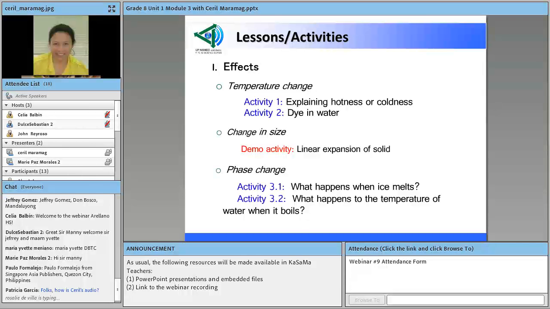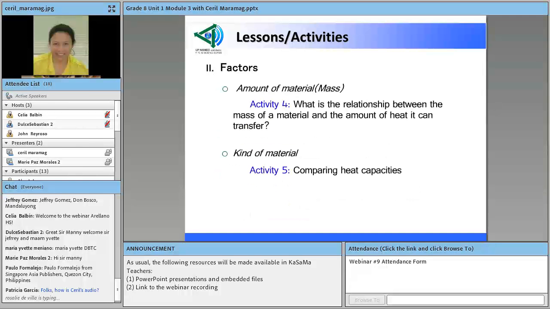For the effects, there are three activities, four actually, but for the other one in the module, students are not asked to perform it anymore. This can be considered as a demonstration activity, well, depending on the availability of the materials. Later, I will describe in detail all of this, okay? For the factors, there are two factors considered. First, the amount of material or the mass of the material, and the kind of material which is differentiated in terms of their heat capacities.